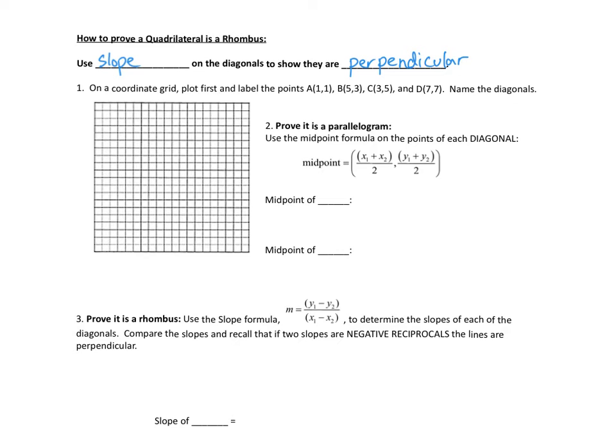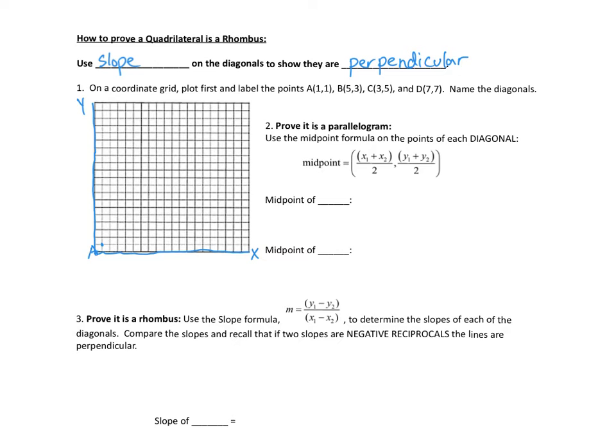All the units are positive. So I'm going to make my X and Y axes on the outer edge. So this would be my X and this would be my Y axis. Let's graph A, which is 1, 1.